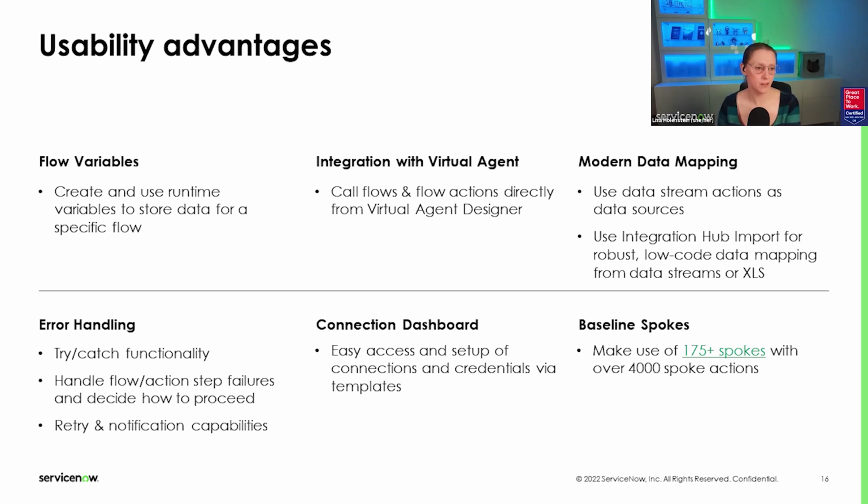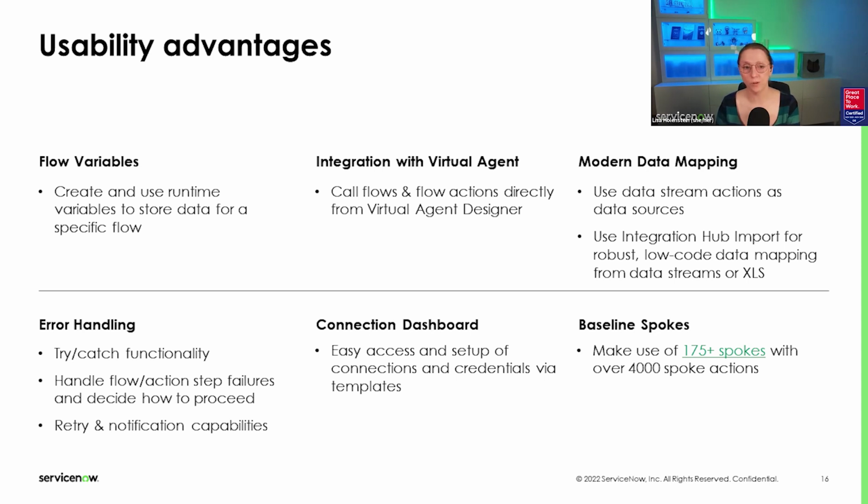On the error handling side, I've mentioned before, try-catch functionality is a very new one. So we can now allow you to try a certain logic block, a sequence of actions, and then decide what happens if one of those steps fail. So if you have tried this a certain number of times, maybe 3, 4, 5 times or whatever, what should happen? How should the flow proceed then? And then also handling flow and action step failures with regular error handling that was introduced last release, and you can decide how to proceed.